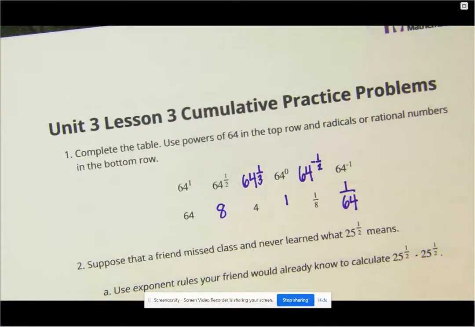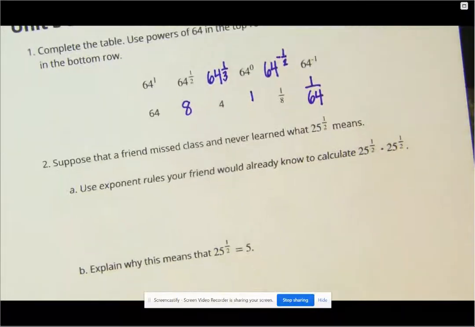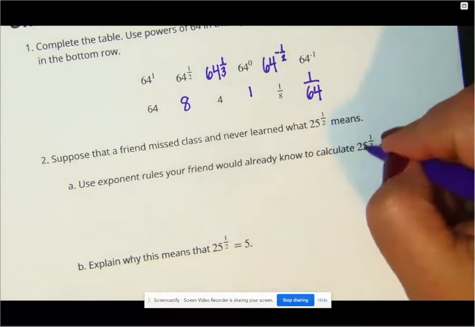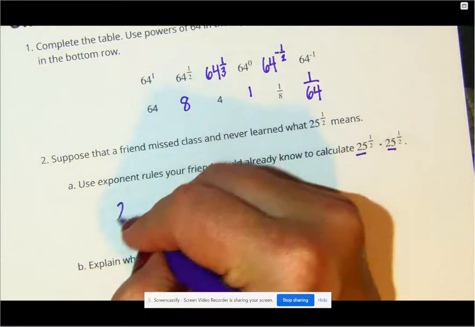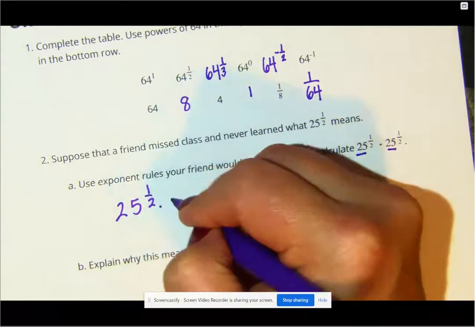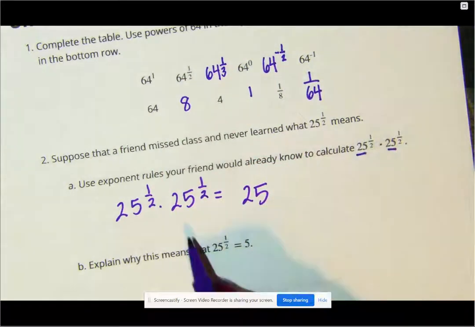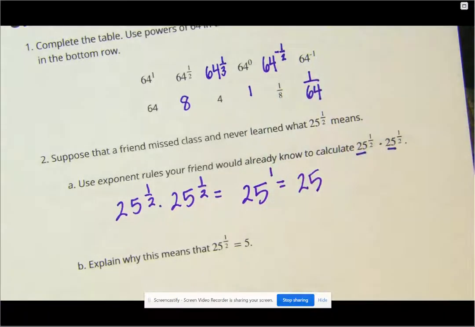Okay, suppose a friend misses class and never learned what 25 to the 1/2 power means. Use exponent rules. Your friend would already know to calculate 25 to the 1/2 times 25 to the 1/2. Well, in lesson 1 in unit 3, we reviewed our power properties. And if our bases are the same, we're allowed to add the exponents. So 25 to the 1/2 times 25 to the 1/2 would become 25 to the 1/2 plus 1/2 is 1. So you end up with 25.